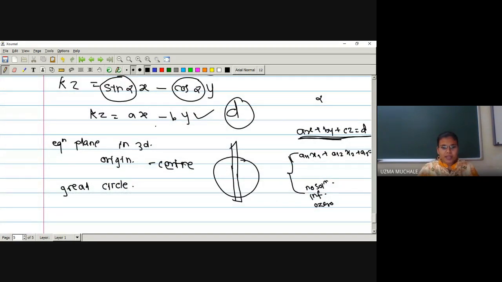The equation of a plane is passing through the origin. And what is your origin? Origin is nothing but the center. So hence the resultant we are going to get is an arc of a great circle. If we intersect this, whatever the resultant we get is nothing but a circle. Imagine you have a sphere and you insert a plane, and whatever the intersection of these two we get will be nothing but a circle. Okay?